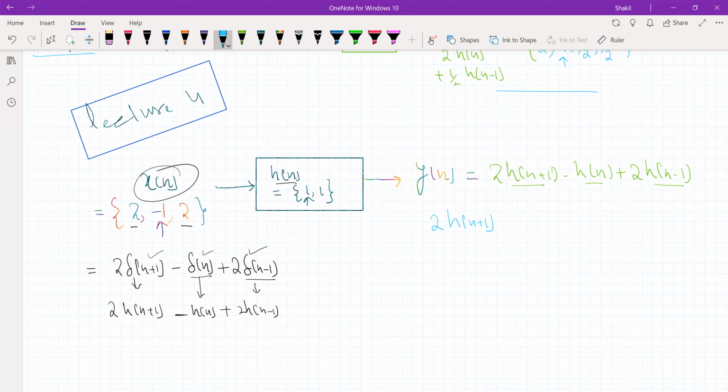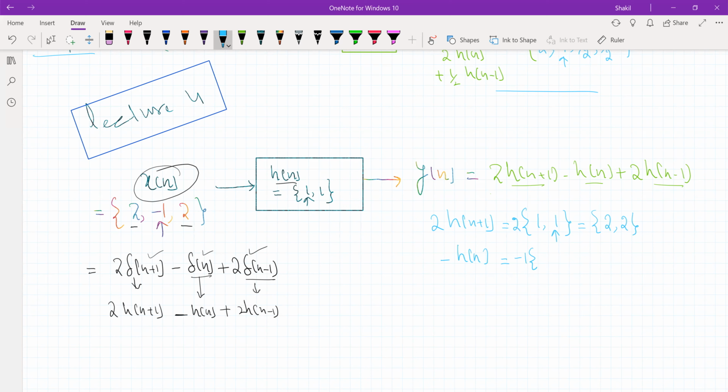It's twice h of n minus 1. See, h of n is given to me. This means simply the output is scaled by twice, and h of n plus 1 means shifting this to the left. So this is the meaning of h of n plus 1. And what we are doing, we are scaling every sample point by 2. So this is this.